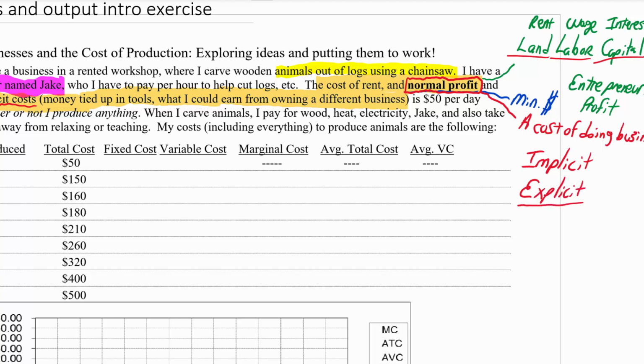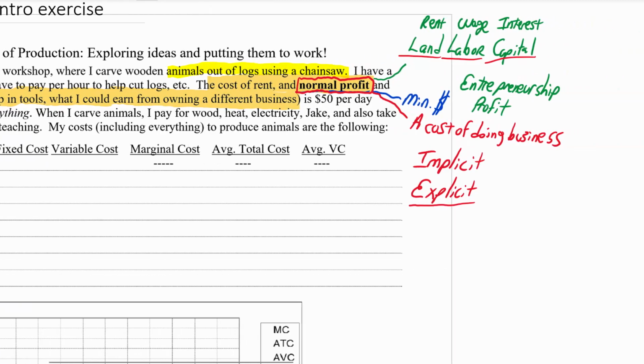The word explicit means it is obvious, it is easily seen, it is not hidden in any way. An explicit cost is any cost where money changes hands. So money moves from one person to another or one organization to another. We can actually see the money moving. That's what makes it explicit.